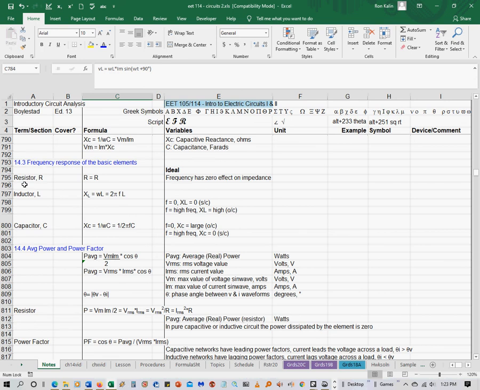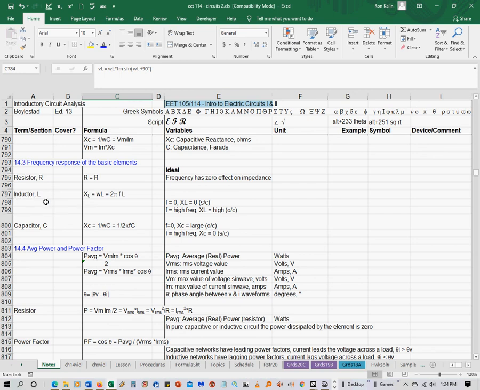So on to the next section, the frequency response of the basic element. The resistor R just equals R. Frequency has zero effect on impedance, okay? We're looking at a term called impedance. The impedance is going to be a combination of resistance and reactance. Sometimes the reactance might be zero, and sometimes the resistance might be zero, but the total impedance involves both of these.